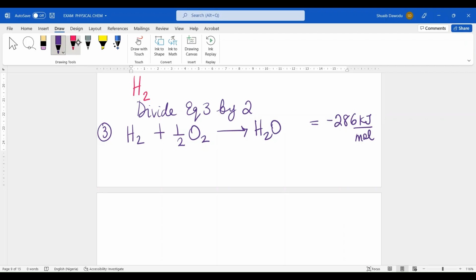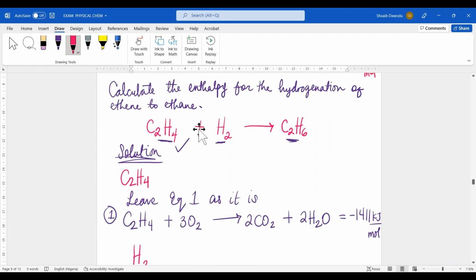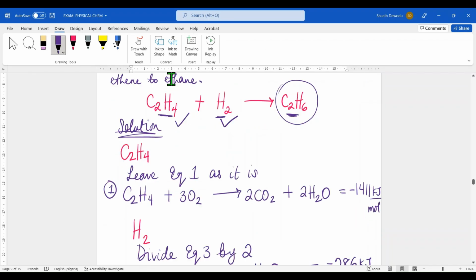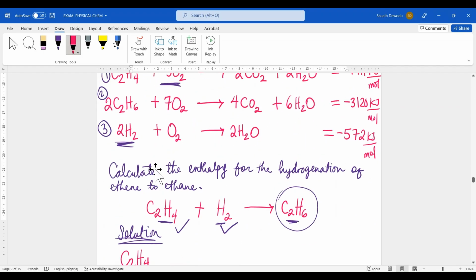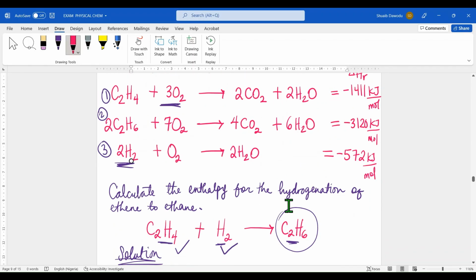Now we're going to go on to dealing with C2H6, because we've successfully done ethene and hydrogen gas. Now we have to go to ethane that I'm circling. So C2H6 is the next one. Let's compare the reaction that we're given at the bottom with equation 2.